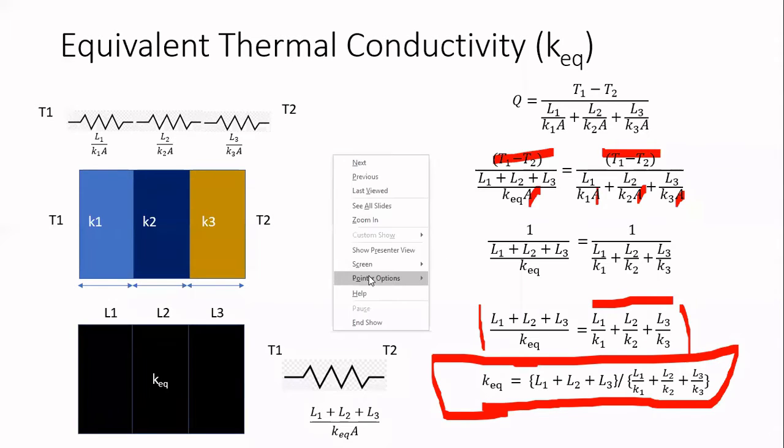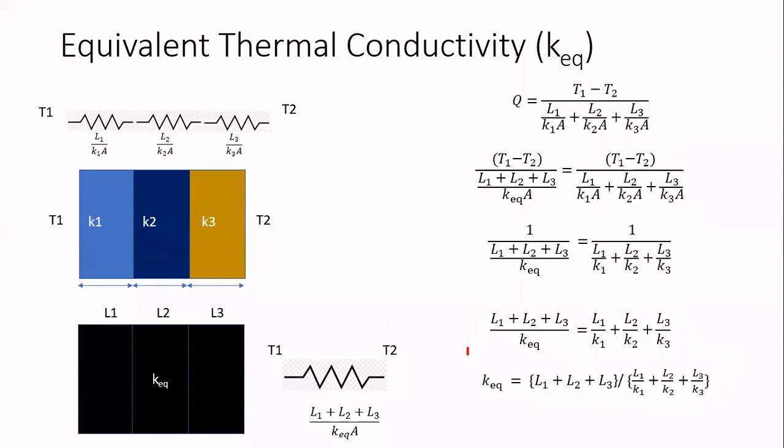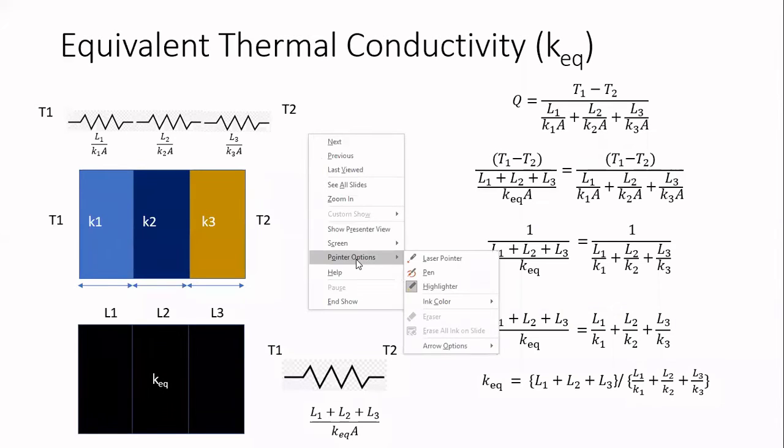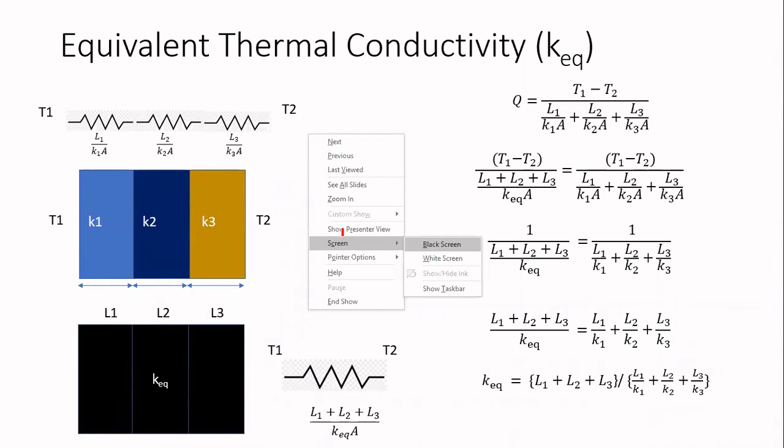Now, it is not necessary that this case will always be given. Maybe some other combination will be given, and for that combination also you might be asked to find the equivalent thermal conductivity. For example, say that we have a composite wall. The wall is made up of three different materials. So this is the first material, this is the second material, and this is the third material.